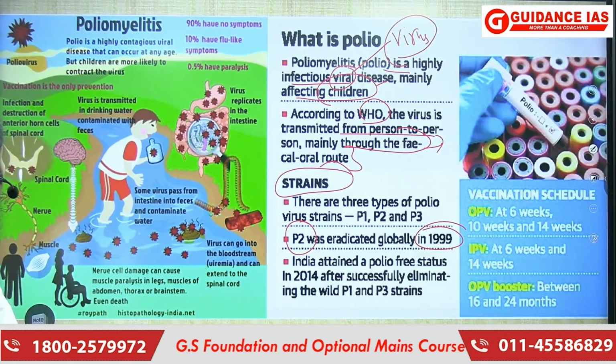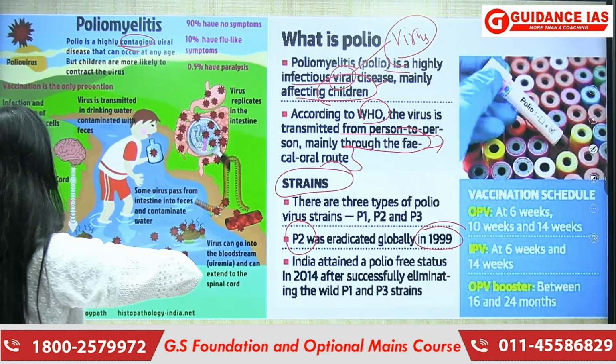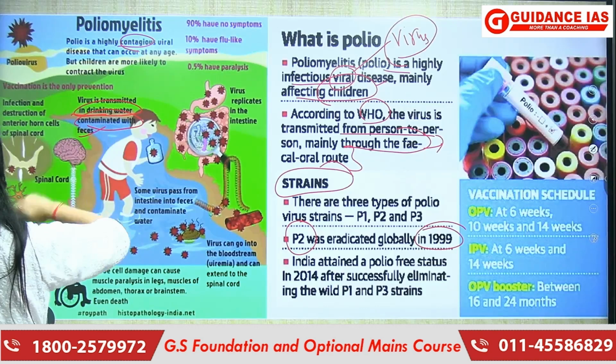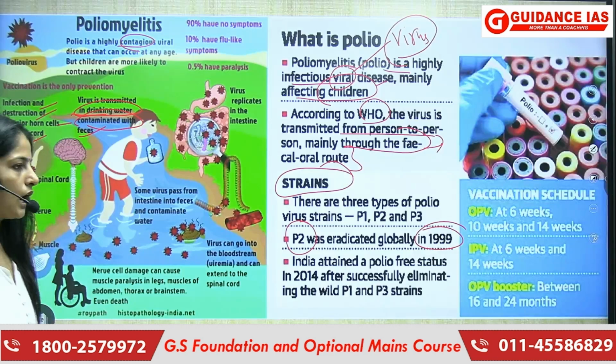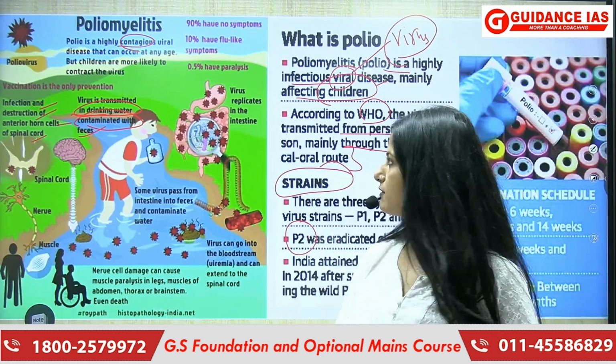We know this, right? And it can be transmitted in drinking water contaminated with feces, infection and destruction of anterior horn cells, the upper spinal cord. Agar hum uska aise hi exposure, I mean, डिस्ट्रक्शन करते हैं और उससे हमें इन्फेक्शन हो सकता है.